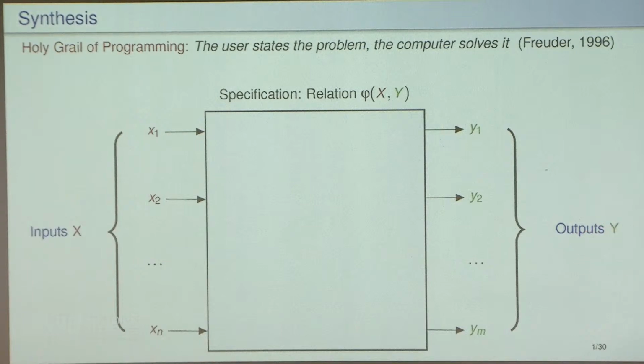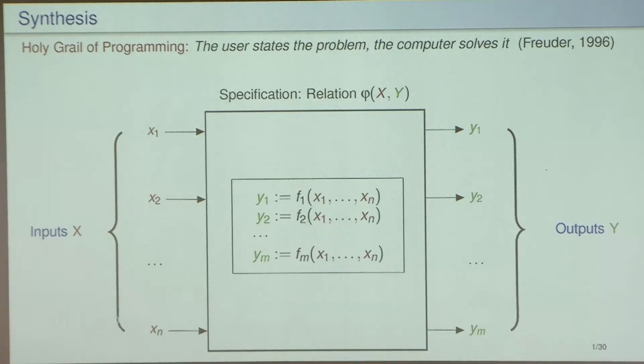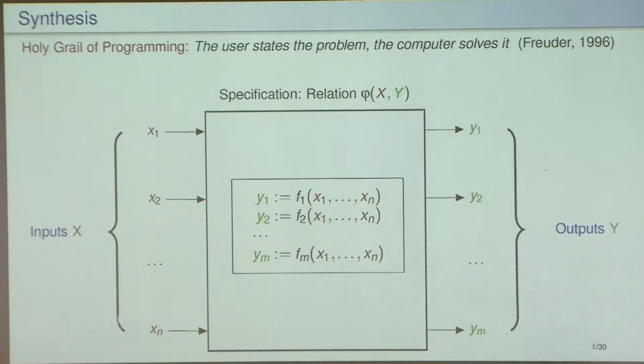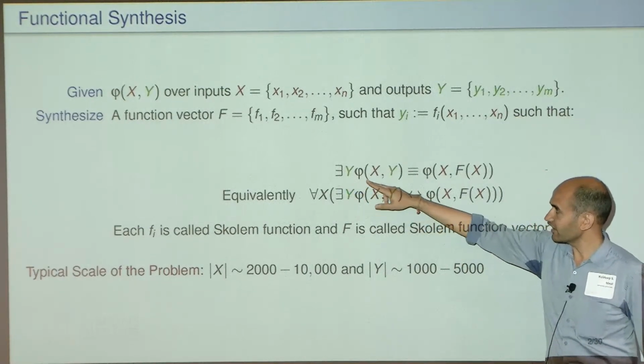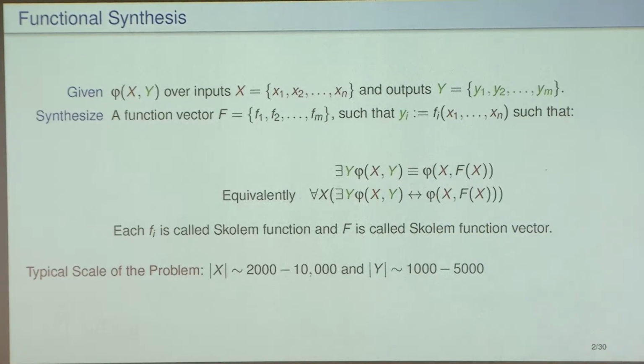We have inputs X and outputs Y. What we are interested in is designing perhaps a circuit that can take these inputs X and output Y so that X, Y satisfy this relation. Formally, for each of the Y's, we want to figure out the functions in terms of X. The problem can be formalized as follows. We have a relation phi over X and Y. We want to compute a vector of functions so that if there exists some Y for a given X such that phi of X, Y holds true, then if we substitute Y with f of X, phi of the relation would hold true.